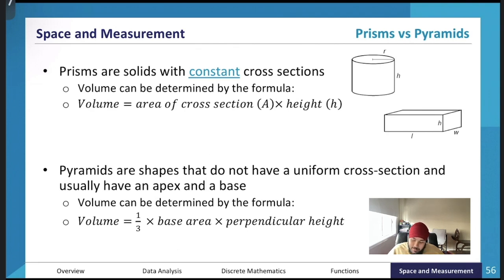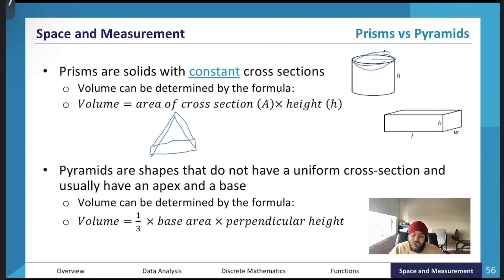So for example, you have a cylinder, a circle, and that circle continues. When you think of a prism, think about having one shape and stacking the same shape on top of one another. Whereas a pyramid is when you have something with a base that meets at an apex. So very different to a prism.